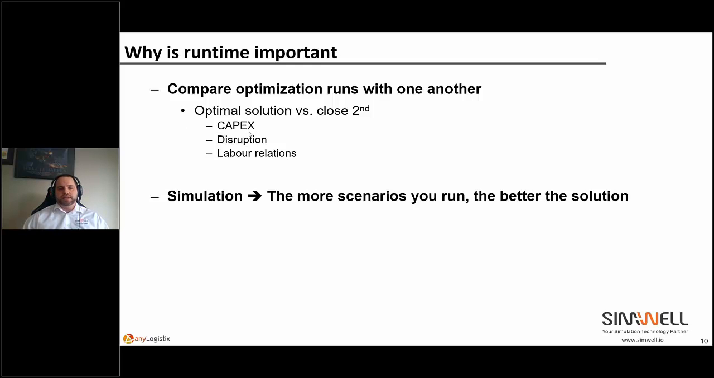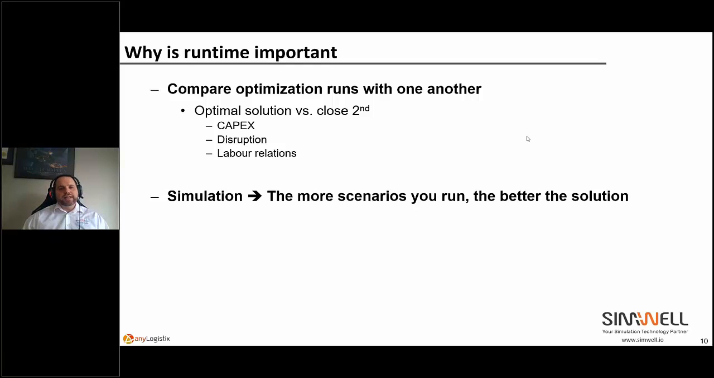One of the things is the capital investment. So if the optimal solution requires a lot of capital investment, even if it brings the best net present value, it might not be the best choice. If there's a close second that requires much less capital investment, then that might be the solution that is decided. If a close second brings less disruption or improves labor relations, that's also a good reason to choose a close second rather than the optimal solution.